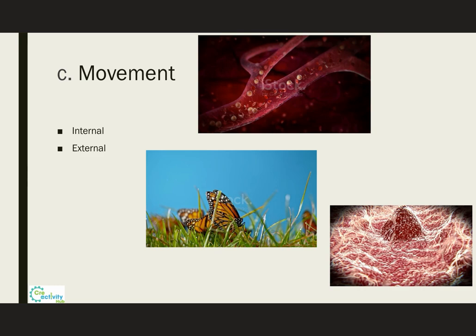With regards to movement, organisms are capable of producing movement, which may be internal, when you're transporting food, blood, or other materials inside of the body. This image shows how blood cells are being transported inside of blood vessels. Here we have a cancerous cell moving inside of the body. Movement can also be external, moving through the environment, like a butterfly flying from plant to plant.